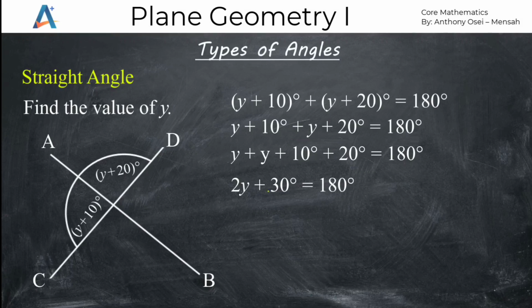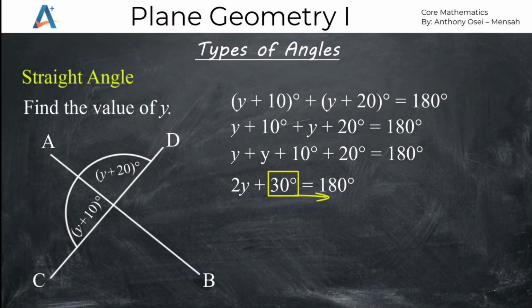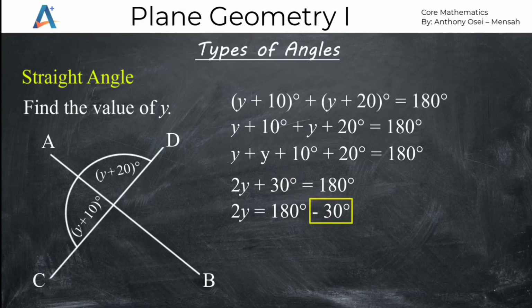Now let us take positive 30 to the other side to become minus 30. So it becomes 2y is equal to 180 degrees minus 30. We take positive 30, which is a constant. When it crosses the equal sign to the right hand side, it will change to negative, to join the constant 180, so it becomes 180 minus 30 degrees. Now 180 minus 30 is 150. So you get 2y is equal to 150 degrees.